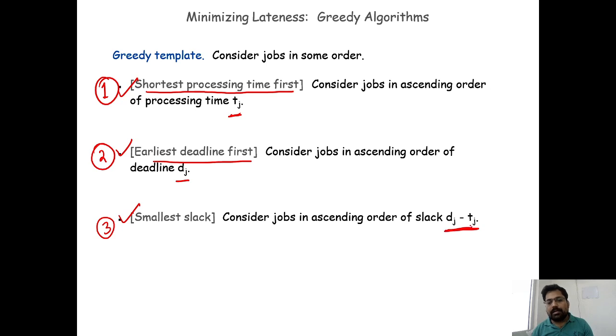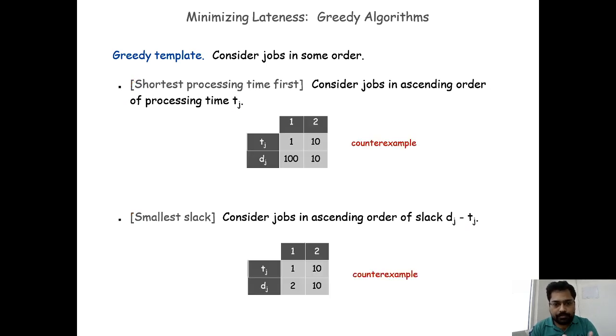The third option is smallest slack time. What does it mean? It is the due time minus the processing time, meaning the amount of time it actually takes to complete a task. That is what is called slack time. And we also have counterexamples for it. You can check which one to be selected and why we are not selecting that one. Recently we discussed the shortest processing time first, meaning if tj is shortest, that we will discuss.